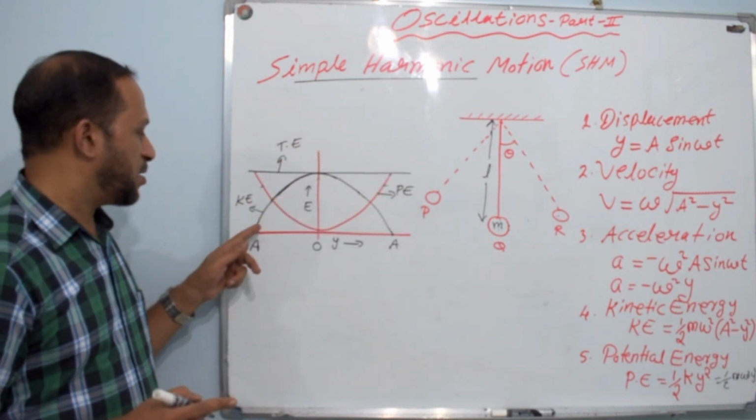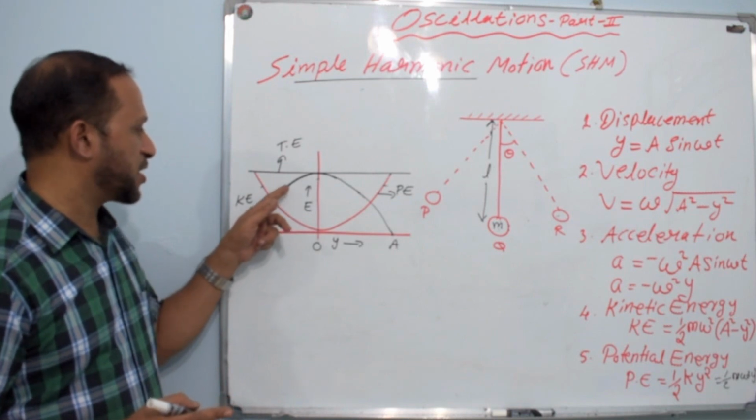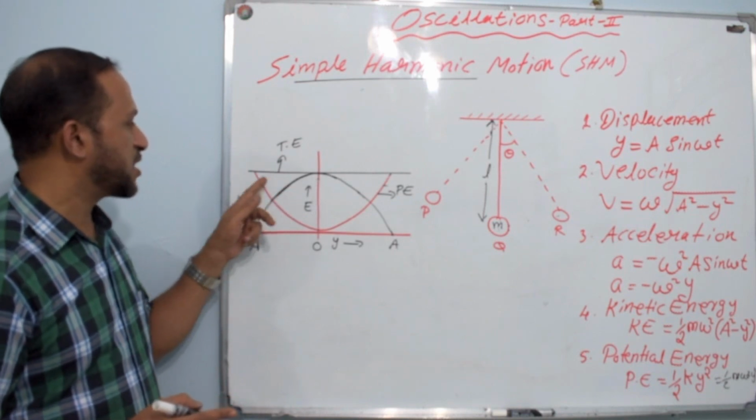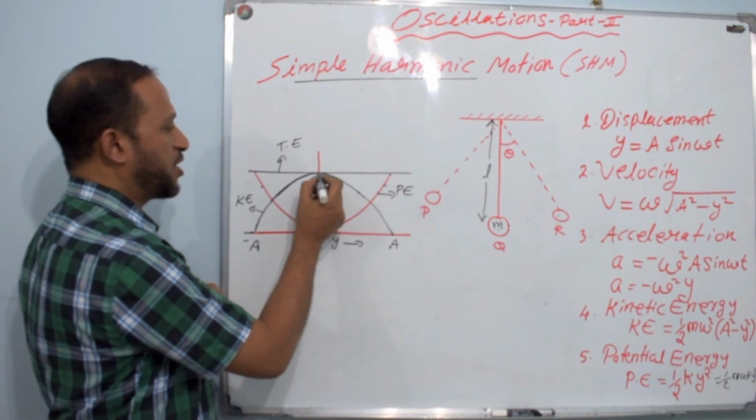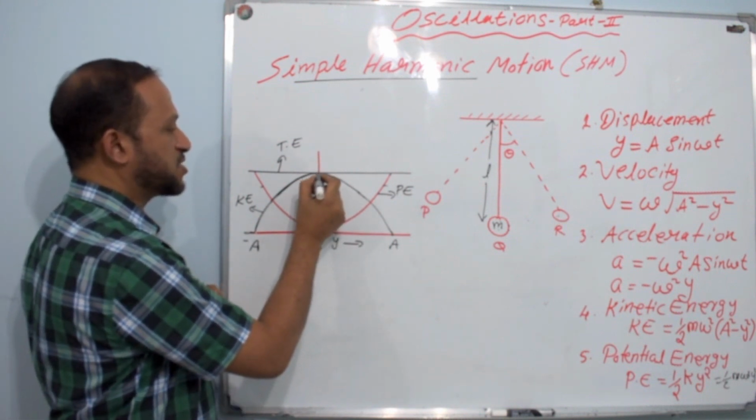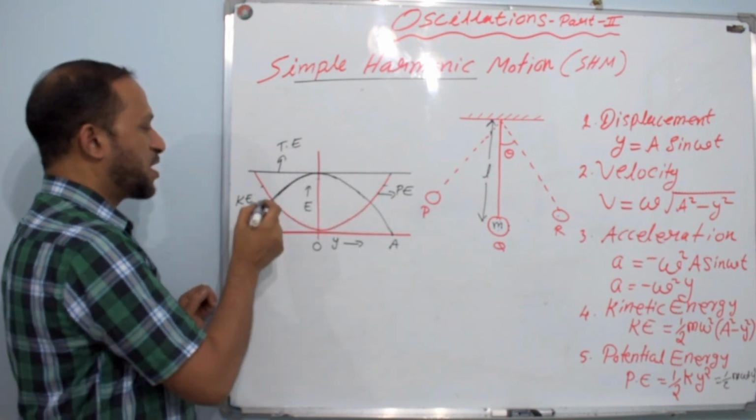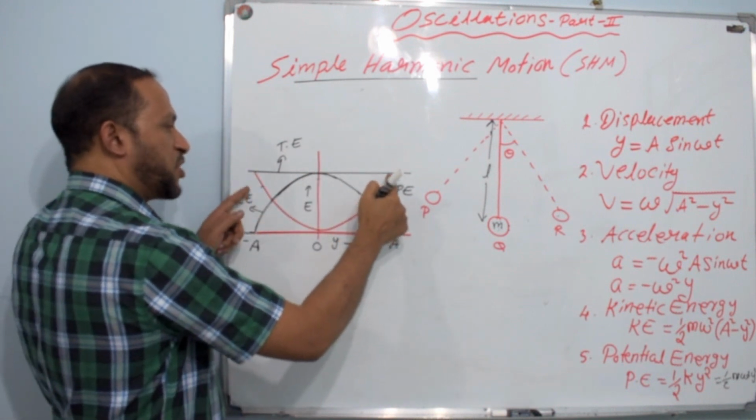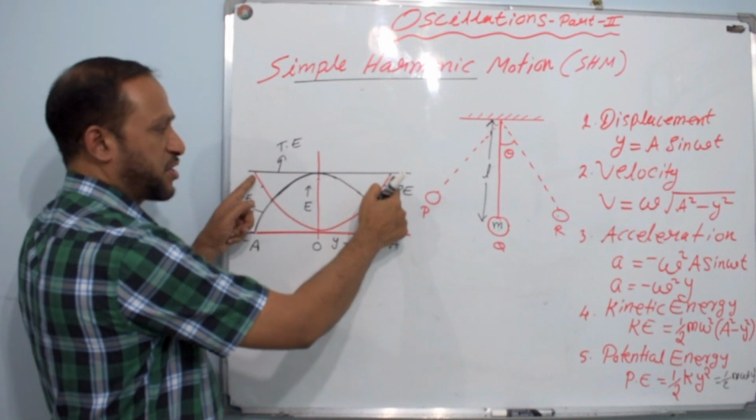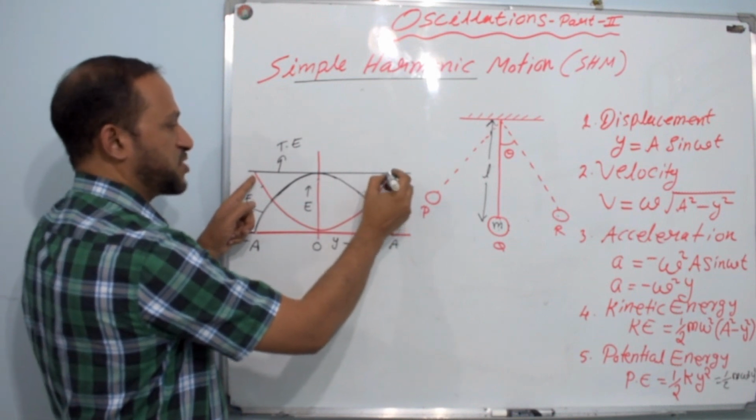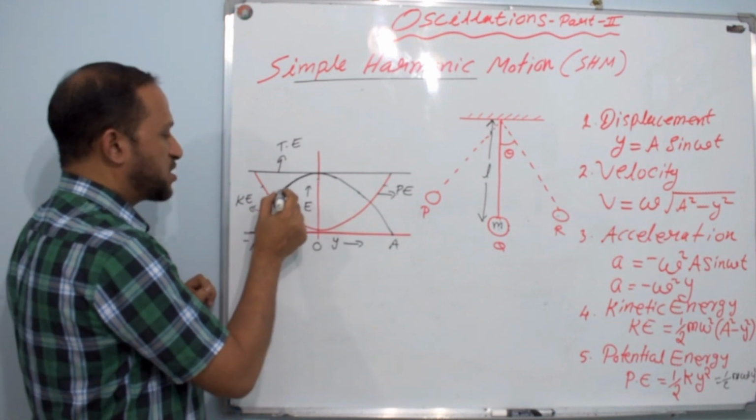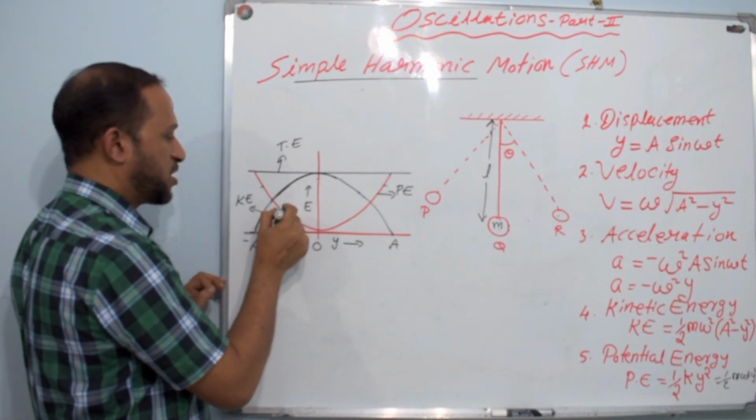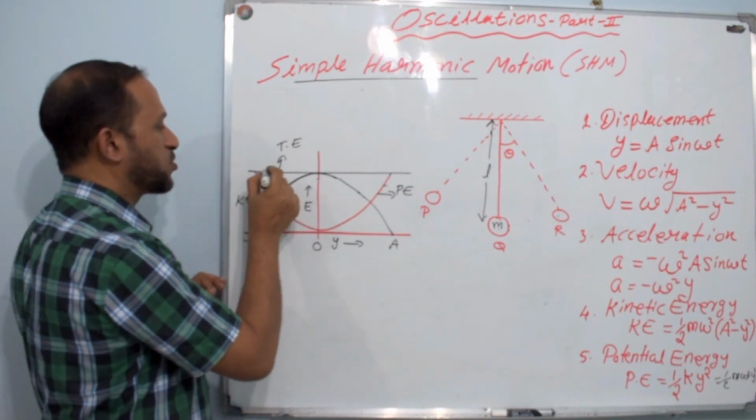If you add potential energy and kinetic energy at any instant of time, that will give the total energy. At the mean position, there is only kinetic energy, so the kinetic energy curve is touching the total energy. At the extreme point, there is only potential energy, no kinetic energy, so the potential energy curve is touching the total energy. At other points, we have kinetic plus potential, and when we add these two, that is equal to the total energy.